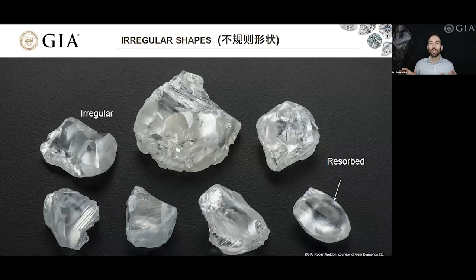So far, we've looked at diamonds with distinct geometric shapes, but this is not always the case. Some diamonds grow into irregular shapes, or they might have been broken and modified by extensive resorption.